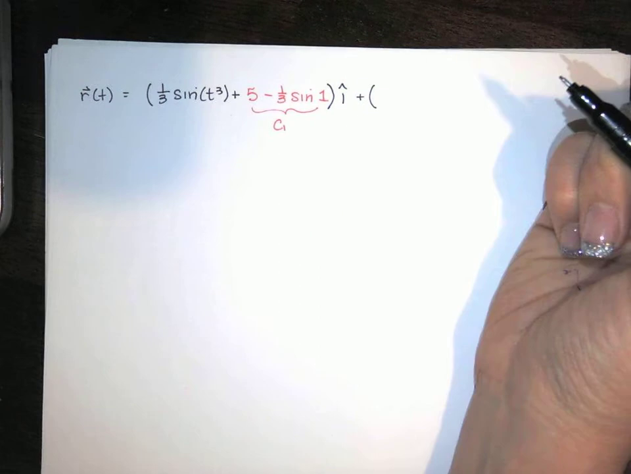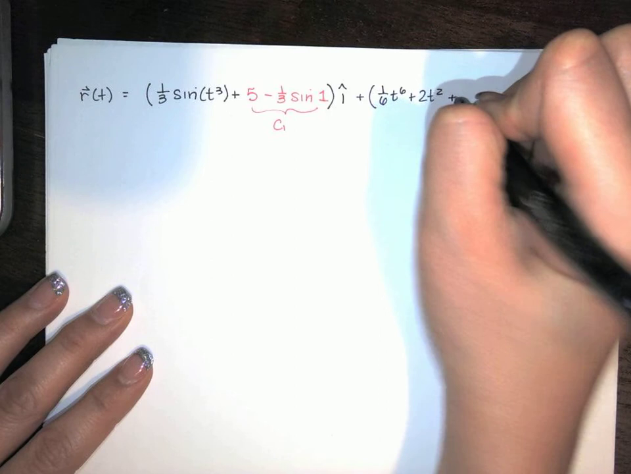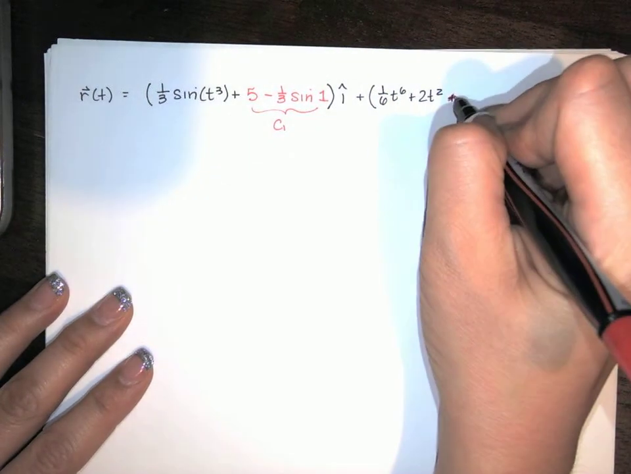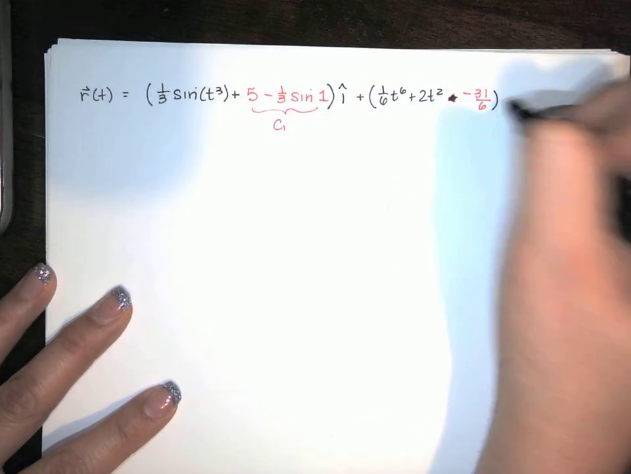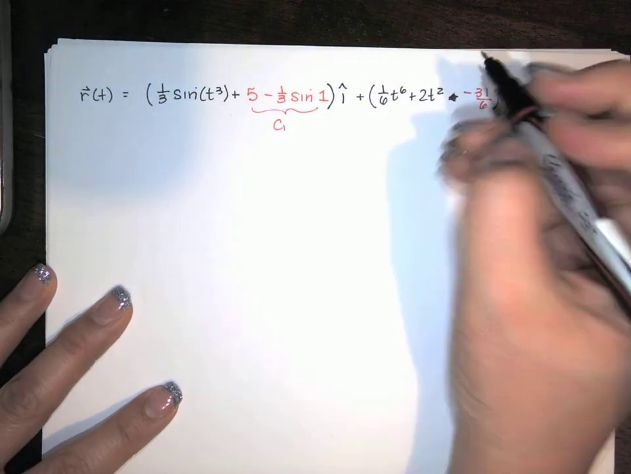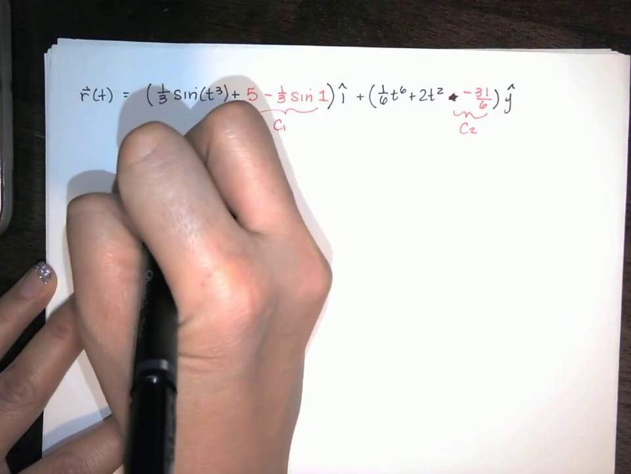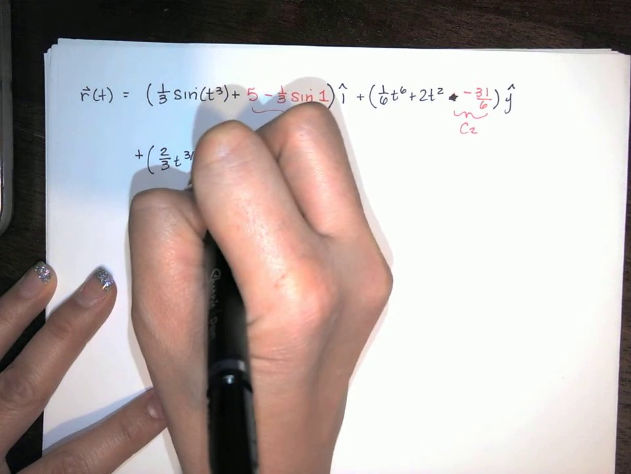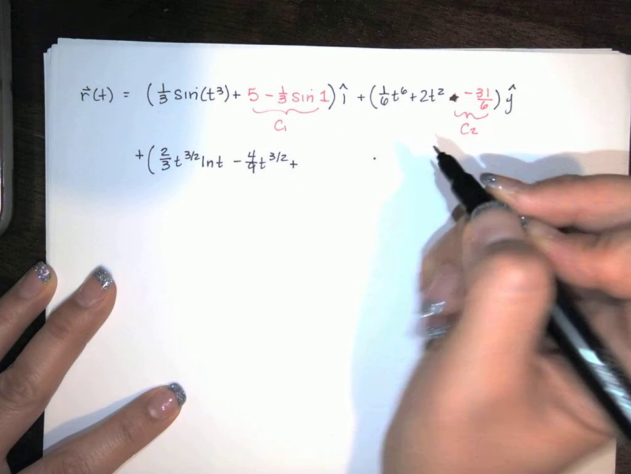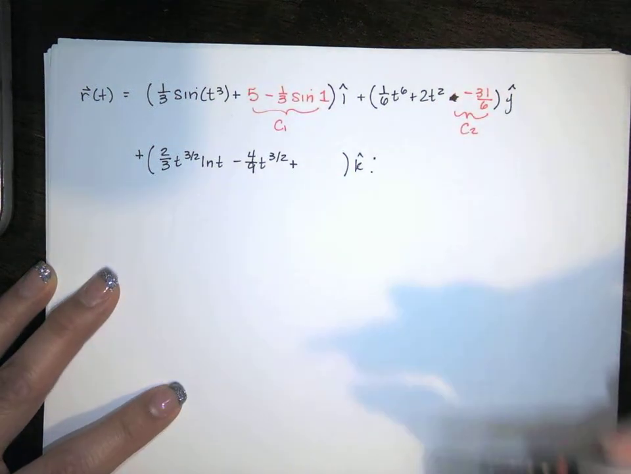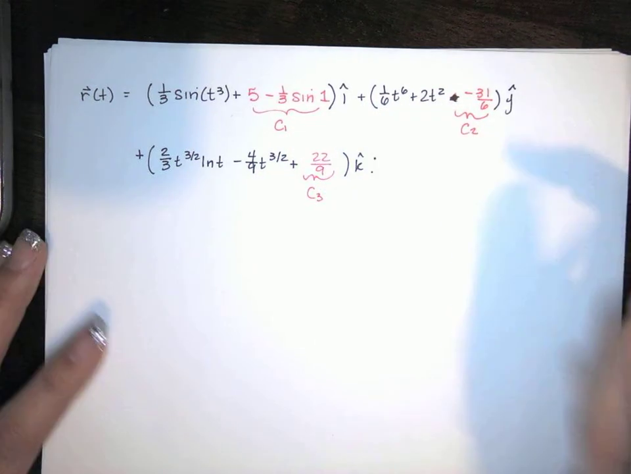Then we've got our y component. So we had 1/6 t to the 6th plus 2t squared plus C2, and C2 happened to be negative 31/6. So we'll just subtract 31/6 instead of adding it. That's times j hat. And then we've got our z component, which is 2/3 t to the 3/2 natural log of t minus 4/9 t to the 3/2 plus C3 times k hat. And C3 turned out to be 22/9. This is our position.